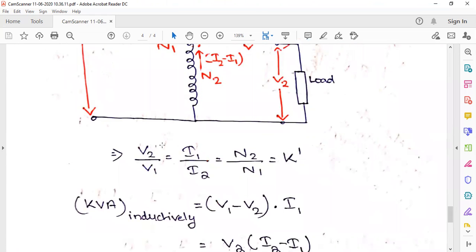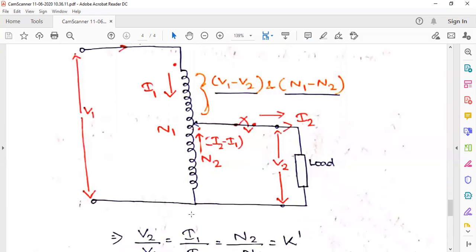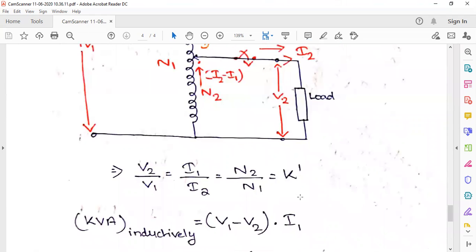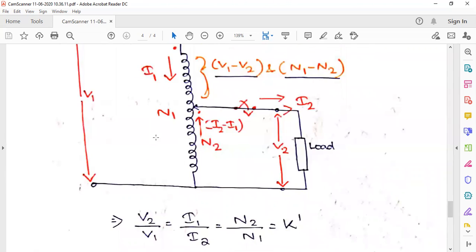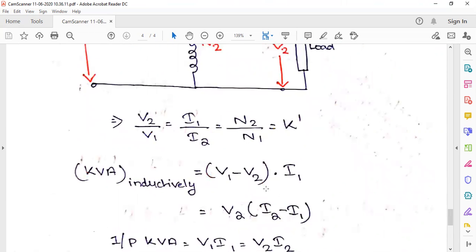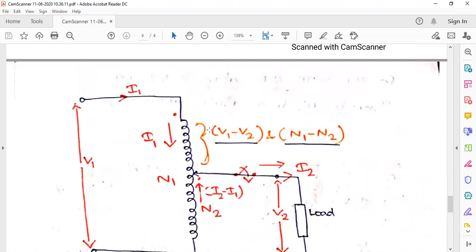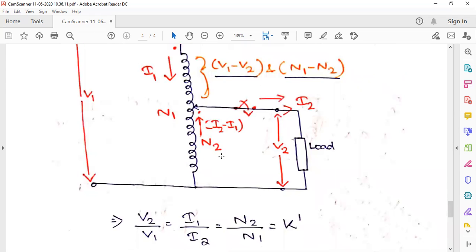So in terms of an autotransformer, V2 by V1 is equal to I1 by I2 is equal to N2 by N1 is equal to K dash. This is K dash of the autotransformer. And so we will find the kVA that we get inductively. The kVA we get inductively, here the induction effect is happening, will be equal to V1 minus V2 into I1. So here V1 minus V2 into I1 is equal to, here the voltage is V2, into I2 minus I1.